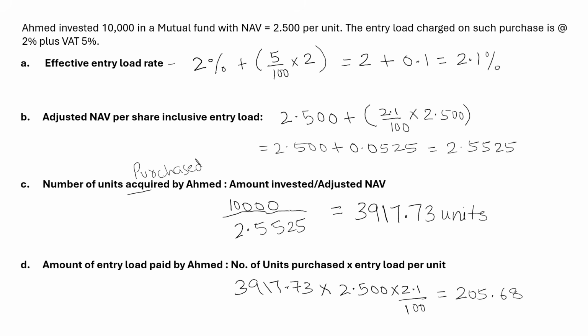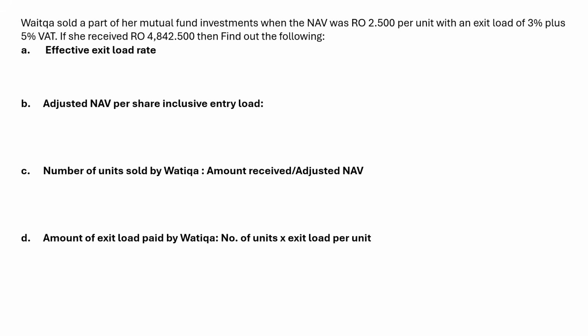We will see another question. This was the purchase of mutual fund. Now we will see the sale of mutual fund. Vatika sold a part of her mutual fund investment when the NAV was 2.5 per unit with an exit load of 3% plus 5% VAT. If she received 4,842.5, then find out the following.